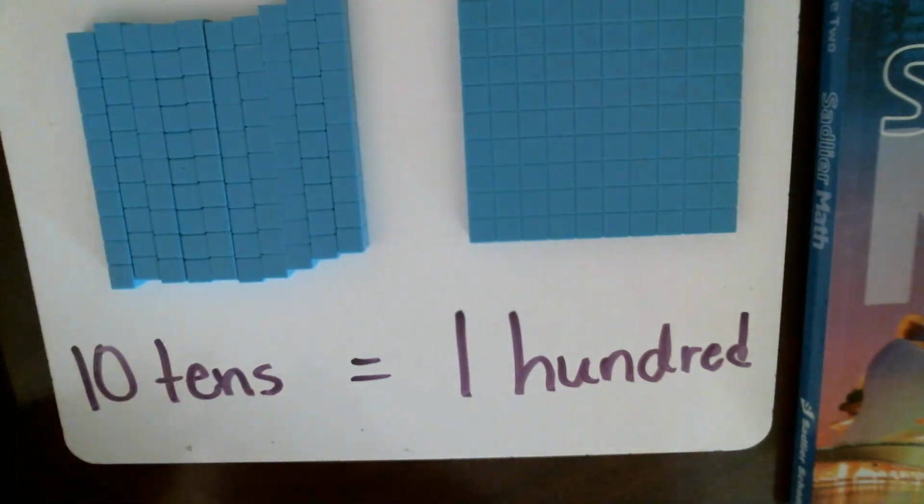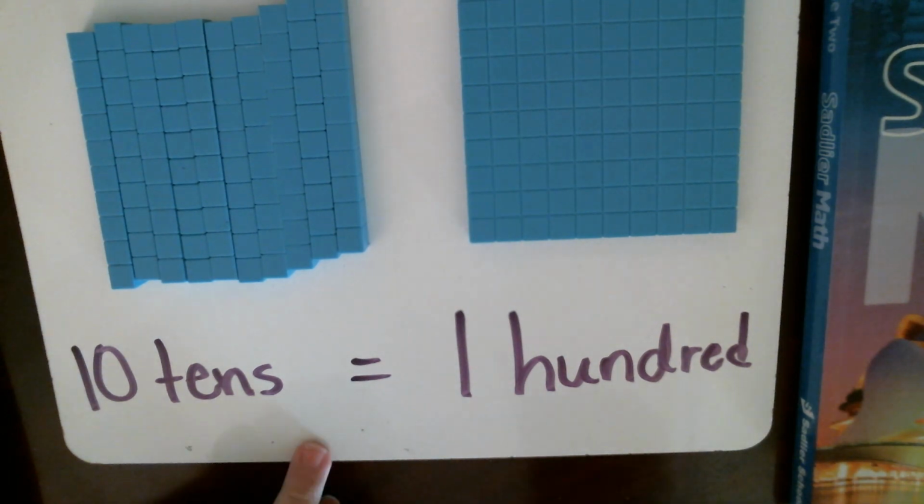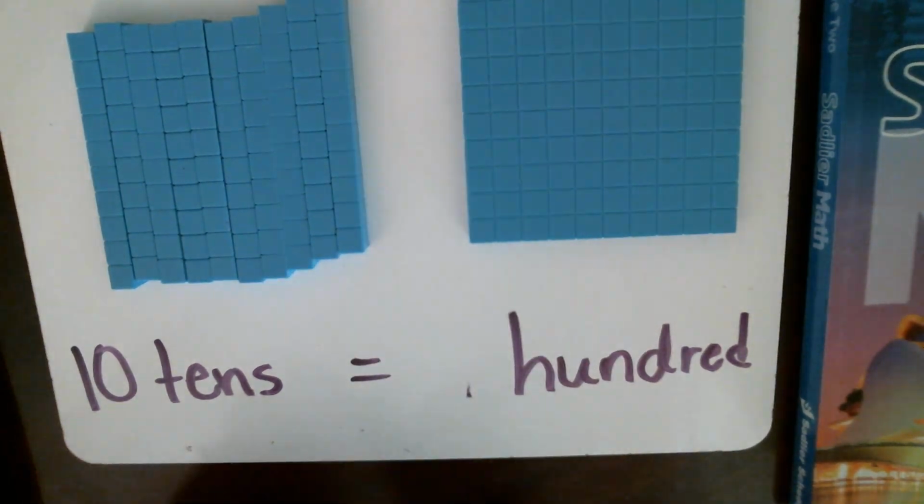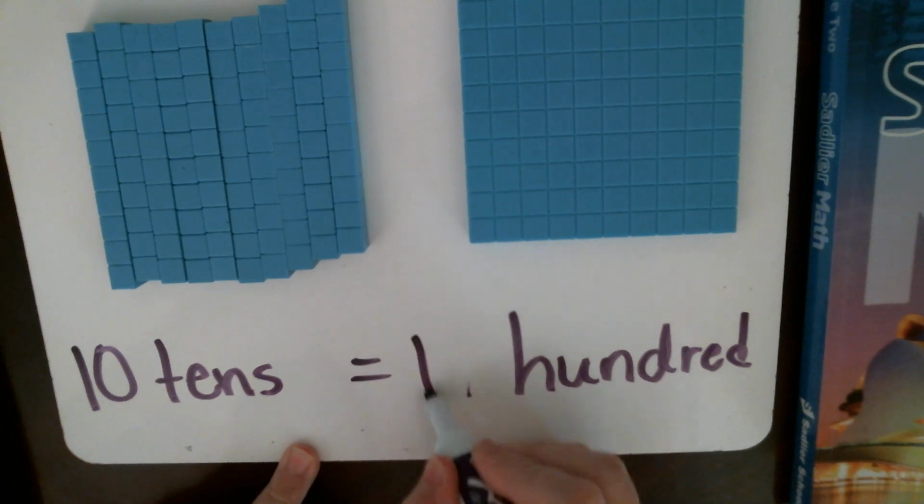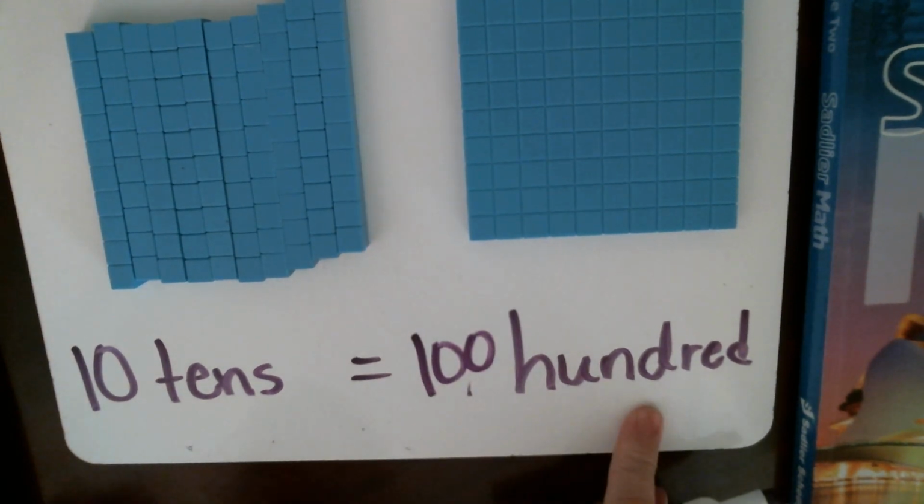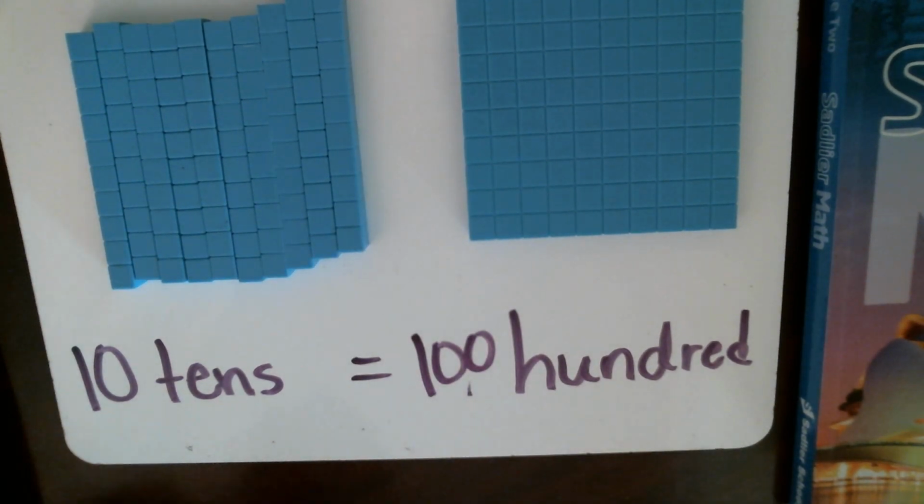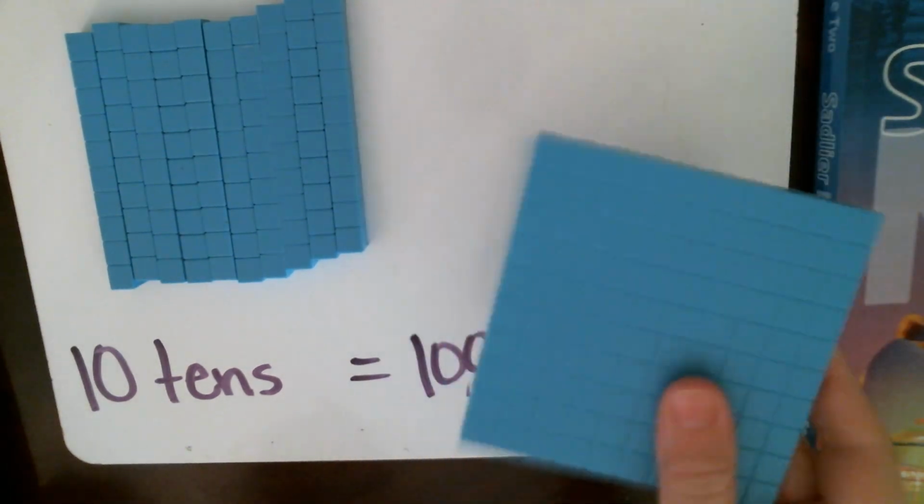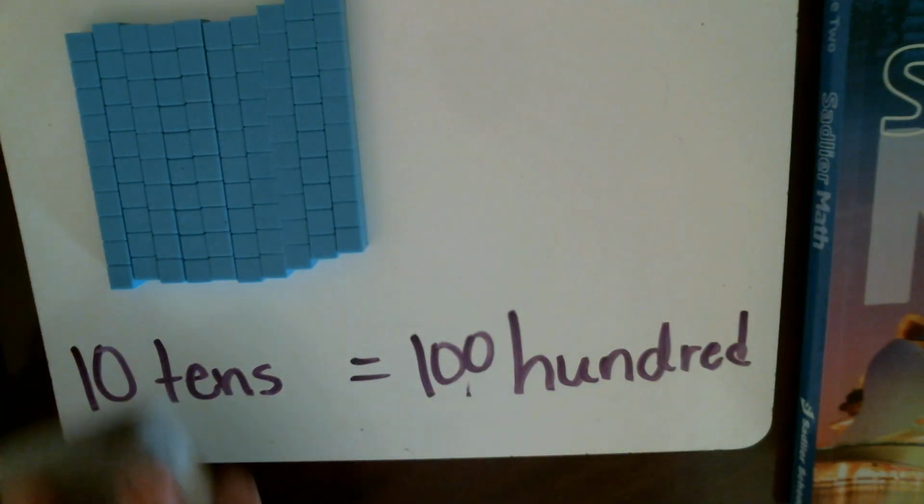So remember, we don't say 100 hundreds. I'm still seeing some of you guys write this as 100 hundred. That doesn't make any sense. We don't want to say 100 hundreds. That would be like having 100 of these, okay?